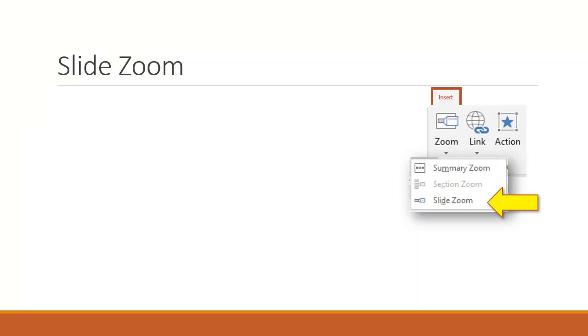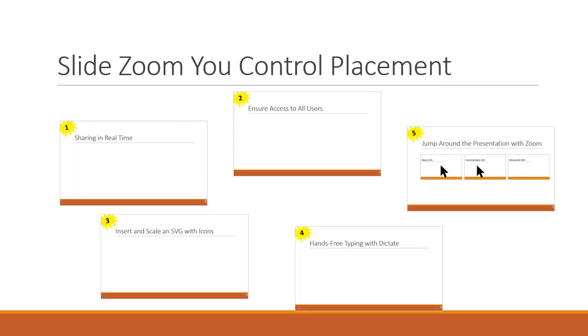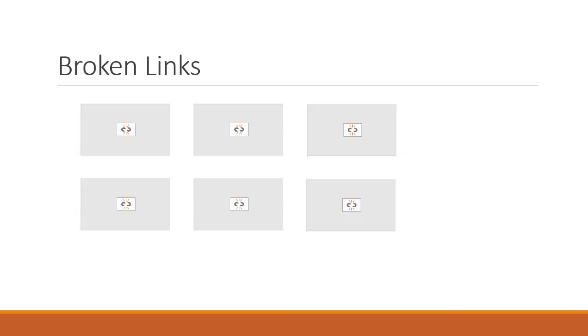Now, if you prefer, you can go to Slide Zoom, and this will create a link to every slide in your presentation. So you can click and drag them however you want. Keep in mind, if you're going to add it as part of another presentation, then all the links will break, and you just need to do it again to set up those links. So keep that in mind if you're using Zoom.